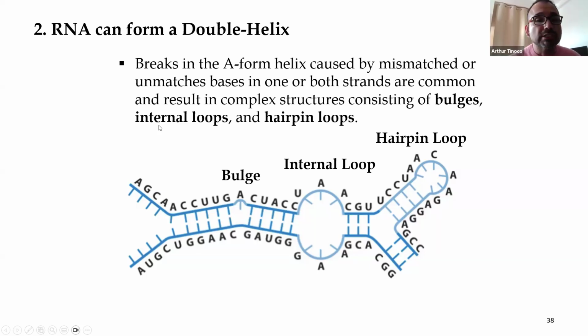You also have what are referred to as internal loops. So here's a representation of these internal loops, or a structure that's commonly referred to as a hairpin loop, where you have this type of segment here that basically points outwards, and then you have this arrangement over here that is what's referred to as this hairpin loop. So this structure can become quite complex, again, due to these mismatches or unmatched bases.